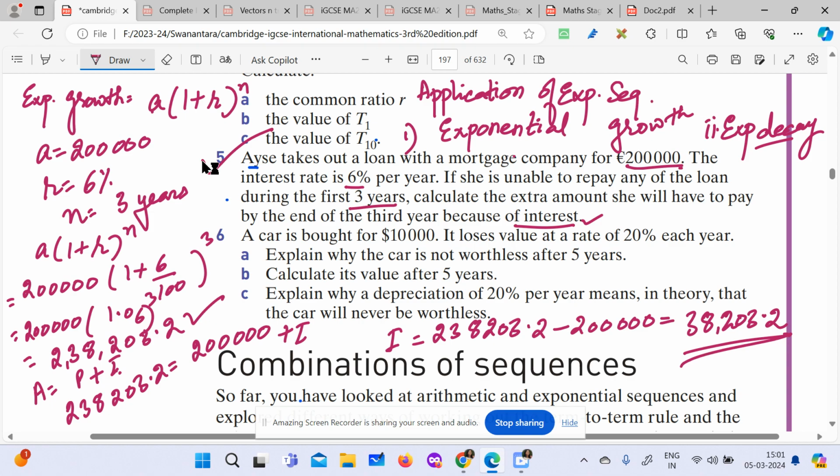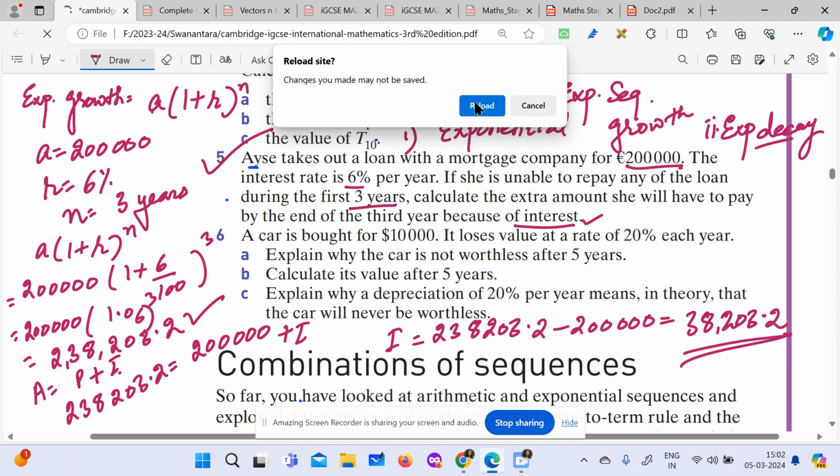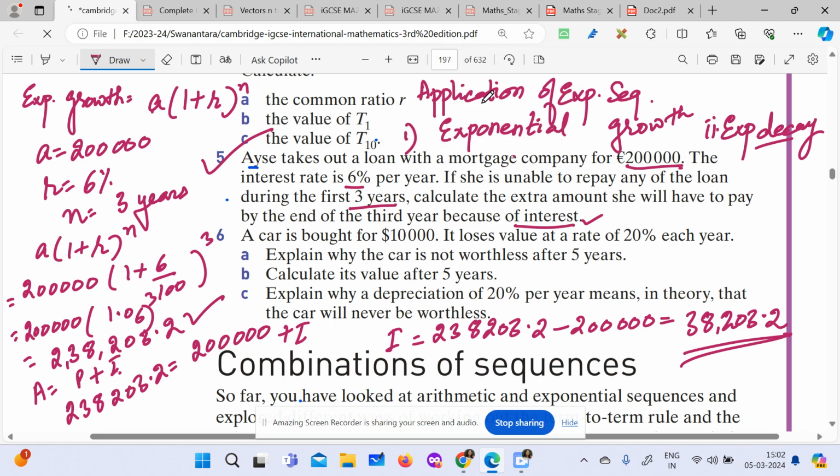Okay, so this was one example of exponential growth. You might get many more questions on bacteria or population. Generally we get questions on population and on bacteria. Okay, so I will see the next question now.